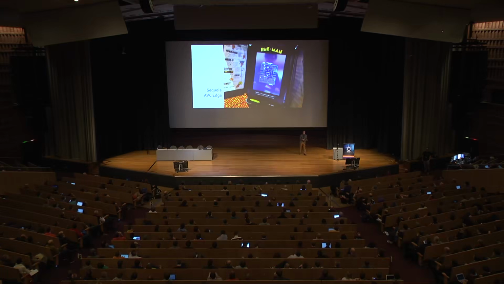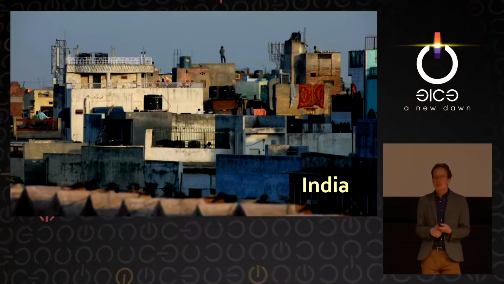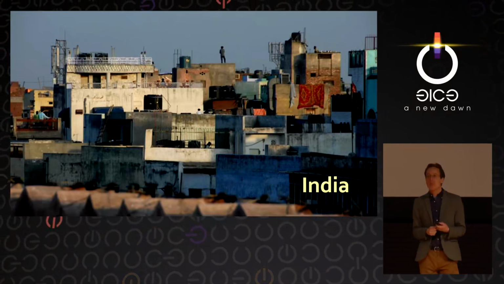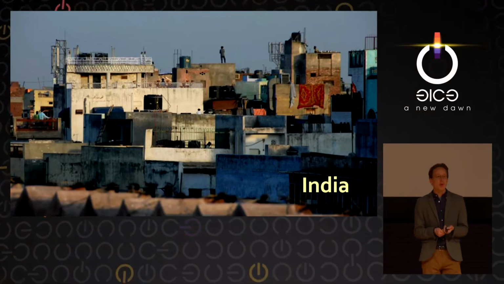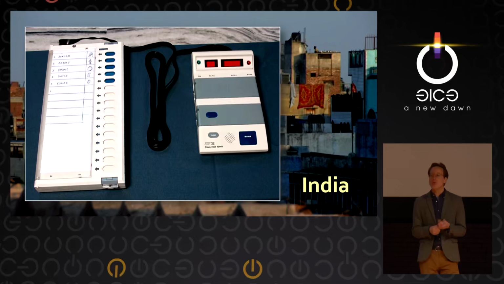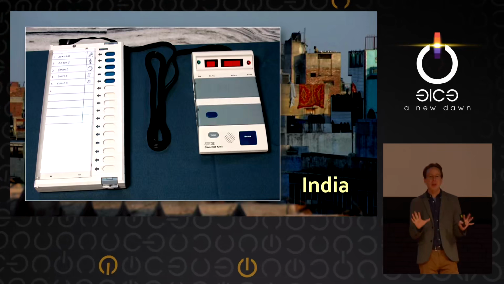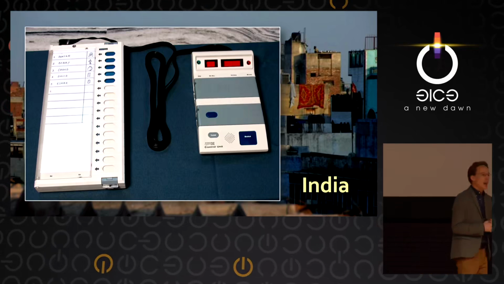But it's not just the US and Europe. India, too, uses electronic voting. It's both the world's largest democracy and the world's largest user of e-voting. They have these homegrown, very beautiful, very simple embedded system voting machines.